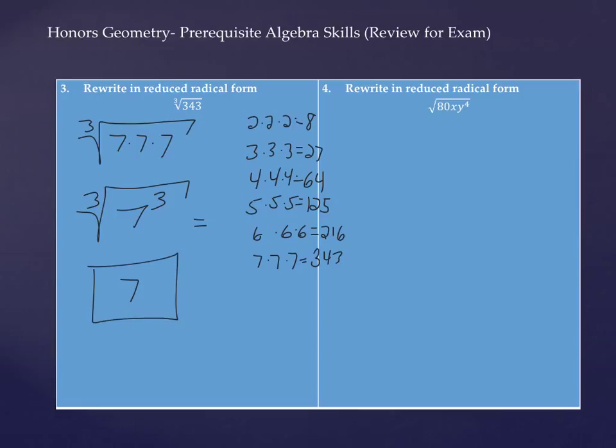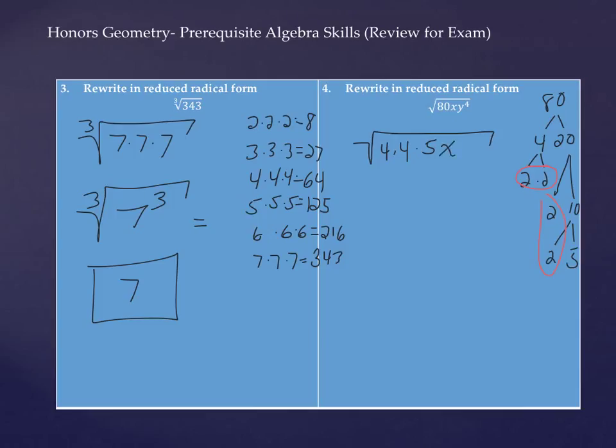Okay, number 4. Let's try to reduce in radical format. This is a square root, since there's no number there. And we just try to break down 80. So 80 is, let's say, 4 times 20. Let's break it down. 2 times 2, and 20 is 2 times 10, and 10 is 2 times 5. So where are our squares? Well, we've got one right here, and we've got another. Let's rewrite our problem. 80 is the same thing as 4 times 4 times 5.